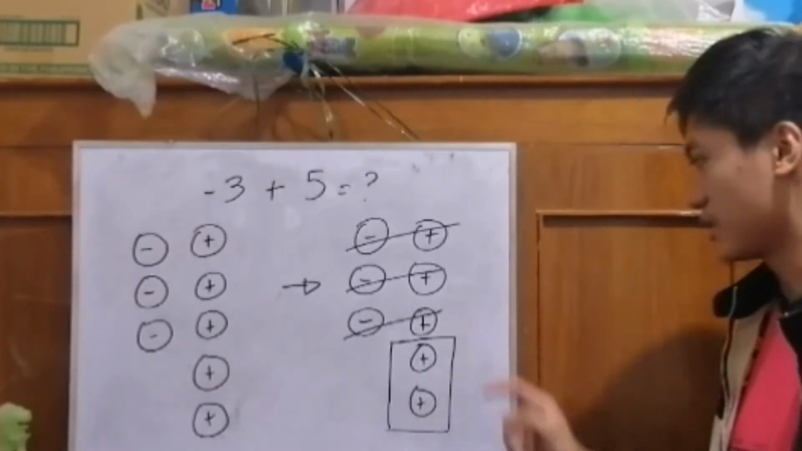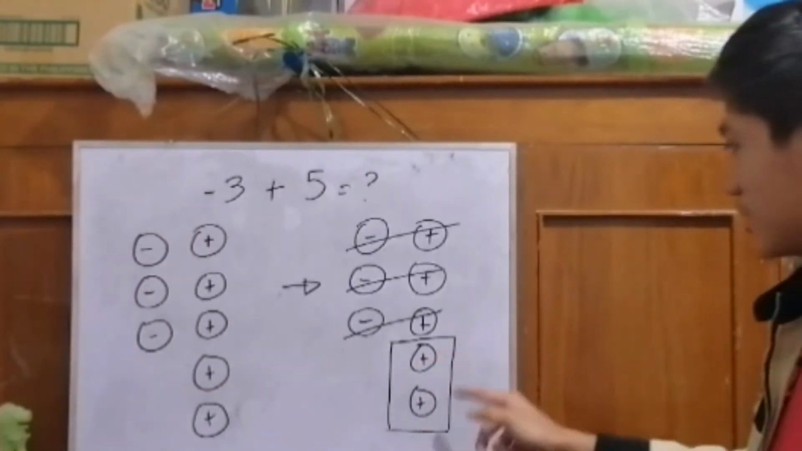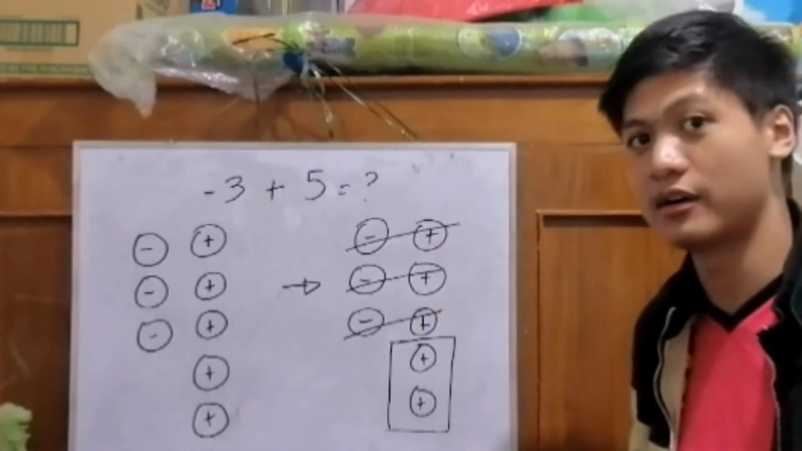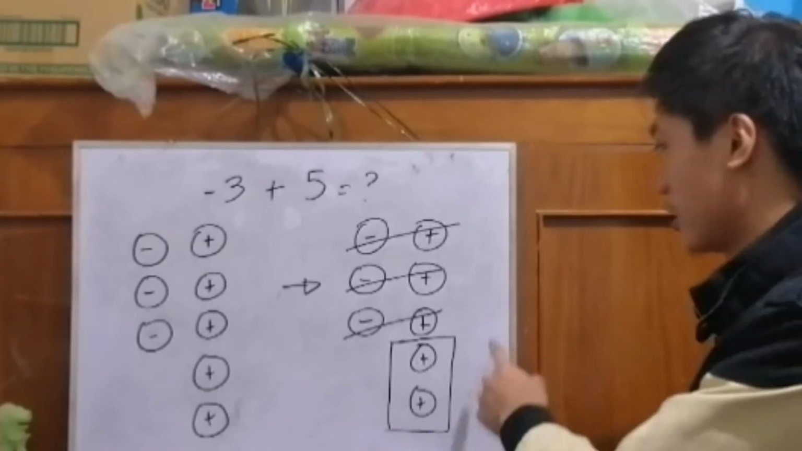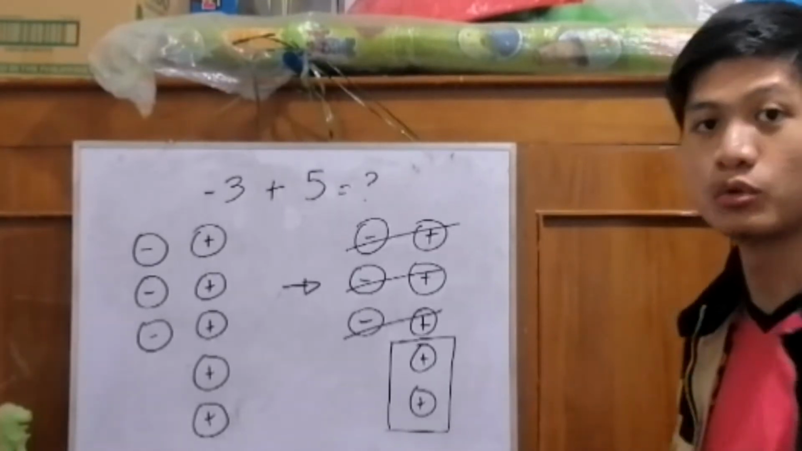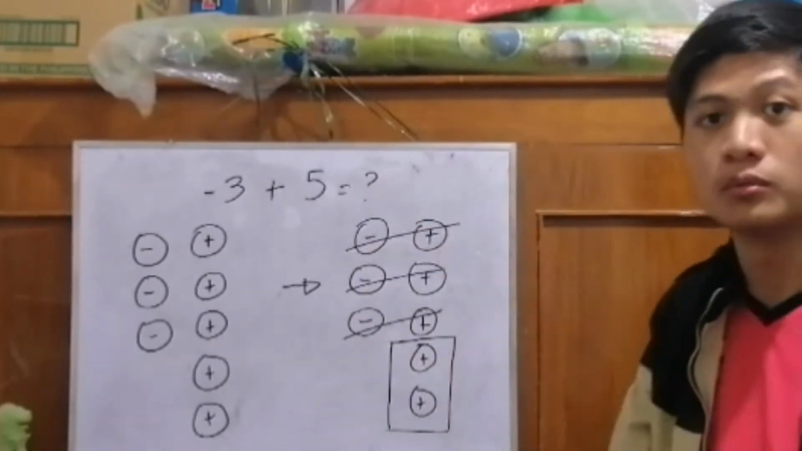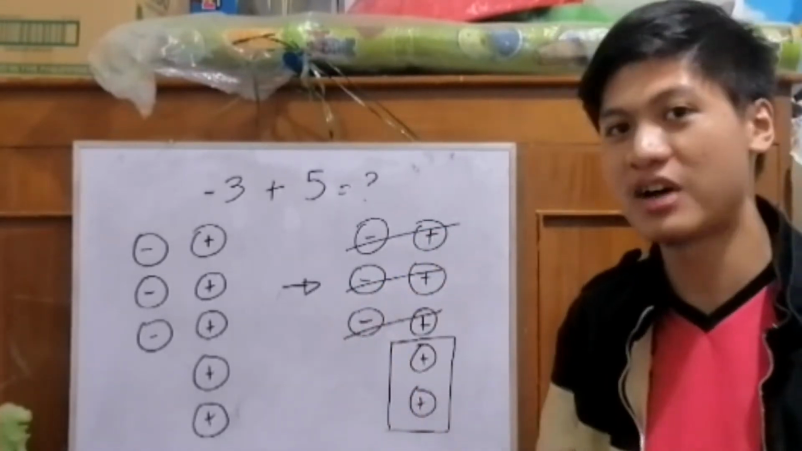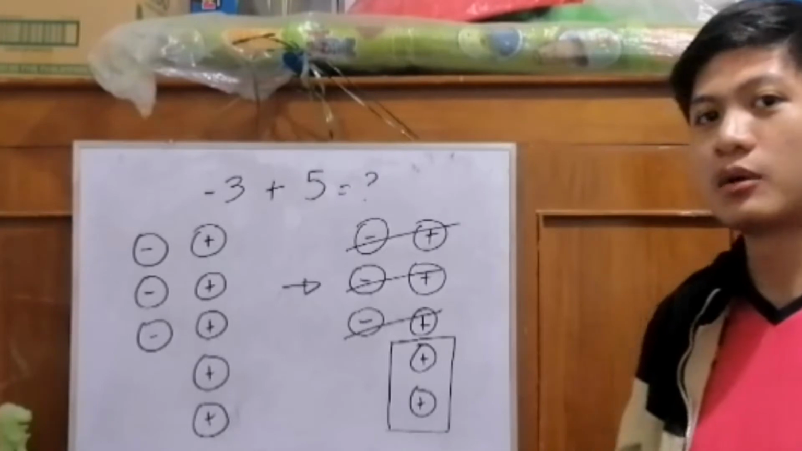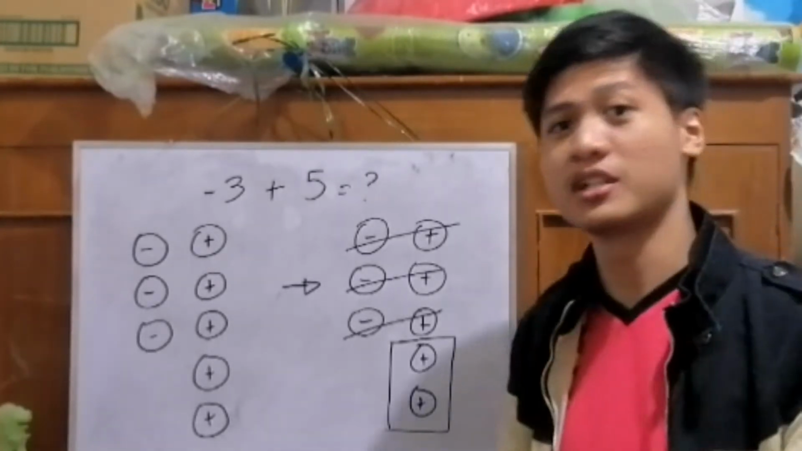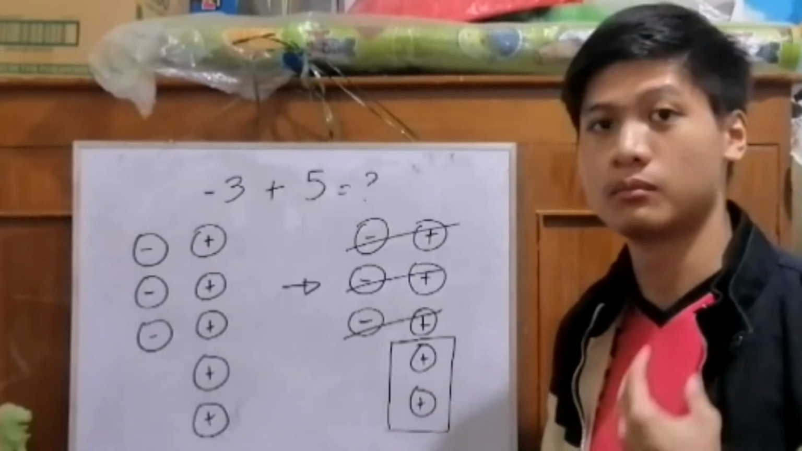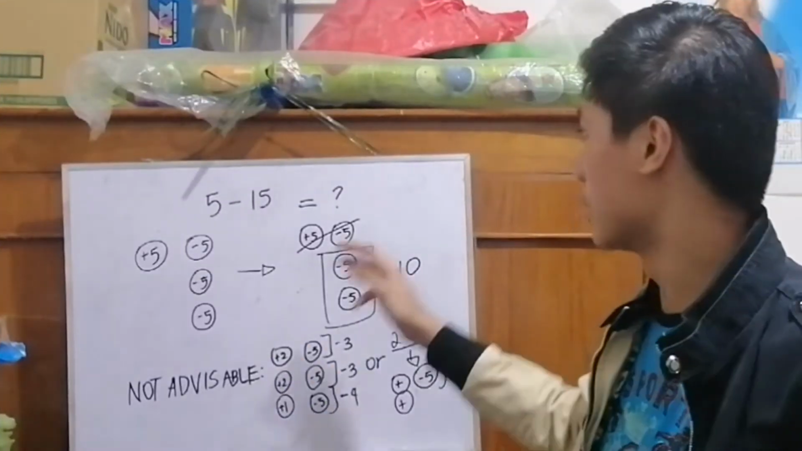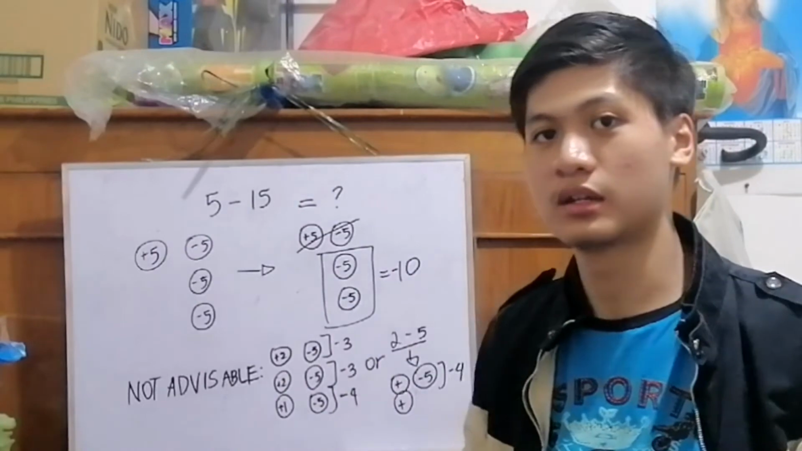Now, this disk that you can see here inside the box is going to be our answer since they don't have a pair. Since there are 2, this means that our answer will be +2. And this is going to be our answer for -3 plus 5. Now we're going to use more of these algebra disks as we go on with more math problems and with more videos as well. So right now I have here a problem that involves fractions.